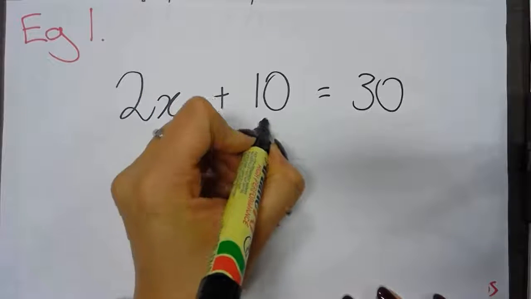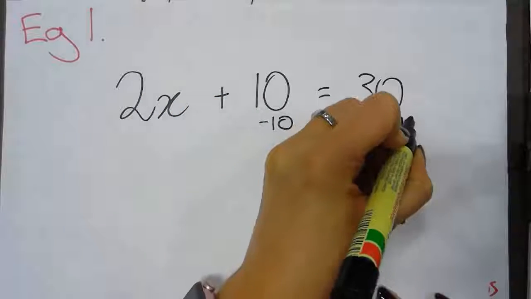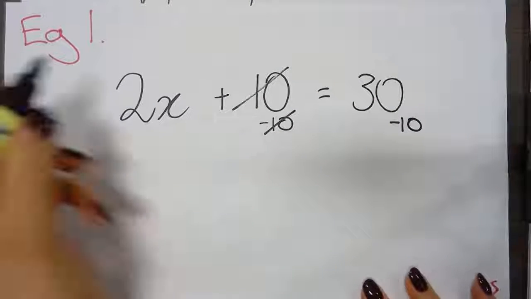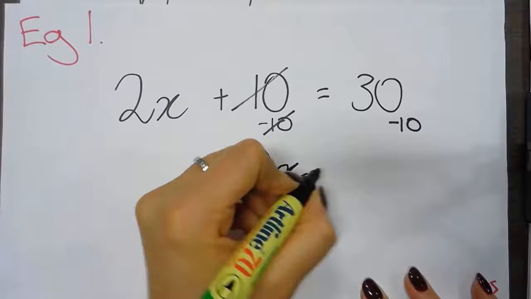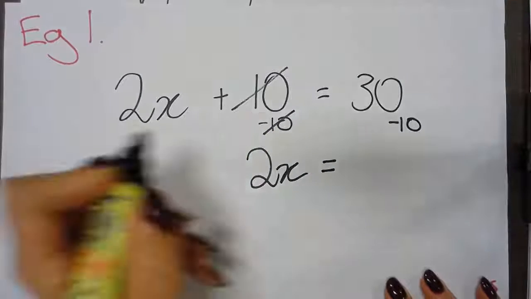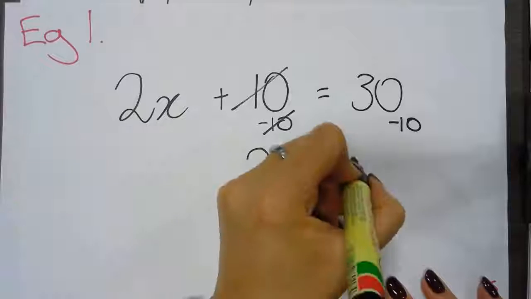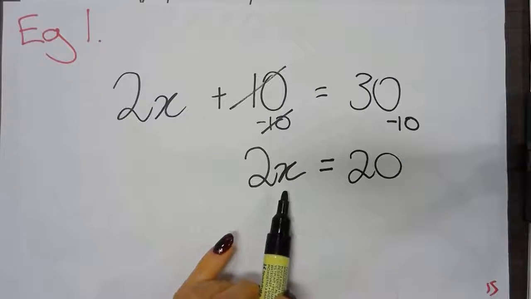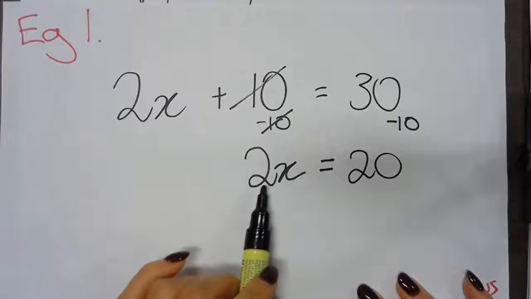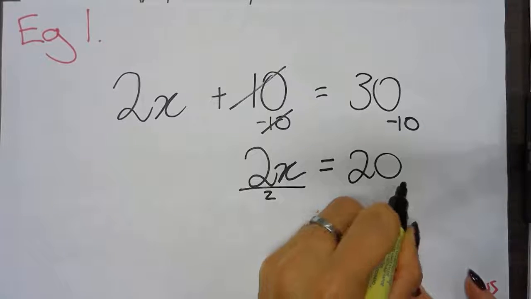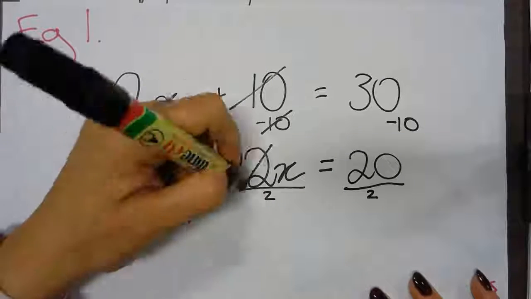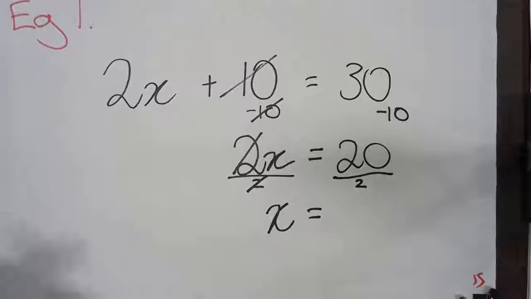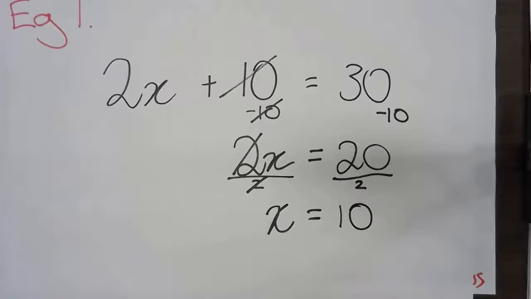To do that, we subtract 10. What we do on one side, we always do to the other, and we cancel it away. So then we end up with 2x, lining the equal signs up. 30 subtract 10 is 20. Okay, x is still not on its own, so what we then need to do is cancel that 2 away by dividing by 2. Dividing by 2, what you do to one side, you do to the other. Therefore, x ends up on this side alone, and x equals 10.